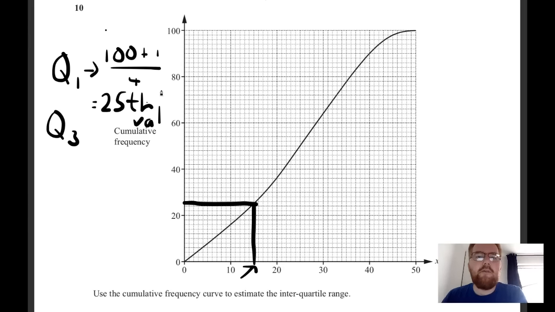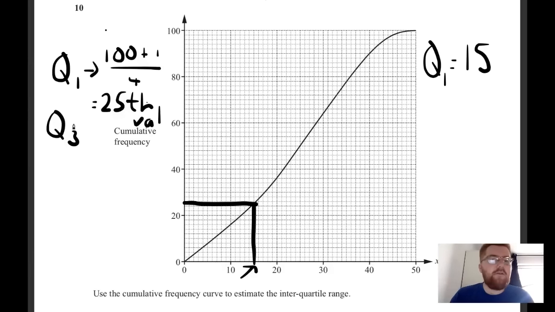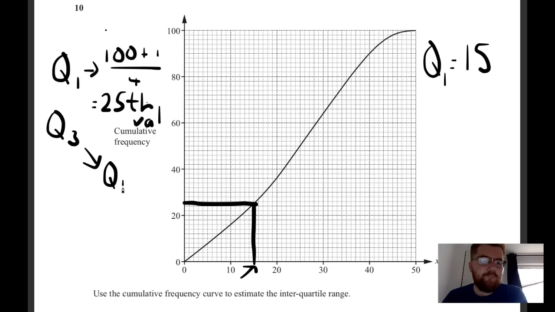So let me see where I can put that. Let me put it over here. So Q1 is going to be whatever that coordinate is there. This scale goes along in ones, so 10, 11, 12, 13, 15. So my lower quartile will be 15. And I do a similar process for Q3, but since we've worked out the lower quartile, I just times whatever Q1 was by 3 to give me 3/4 of the data for the upper quartile, and that gives me the 75th value.